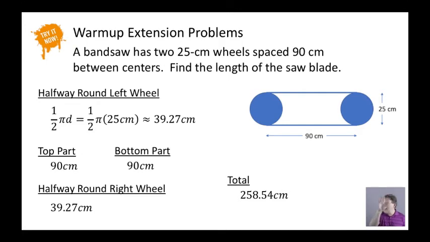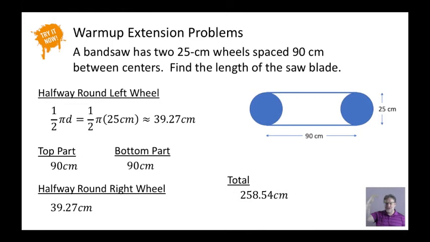in half this way. In this case, it's the opposite side, the left-hand side, in which the chain, the saw blade, is going around that gear, so that's another halfway around the circumference of a circle. So that's really just going to be the exact same measurement as before. That's another 39.27 centimeters. And there are two portions in between it.